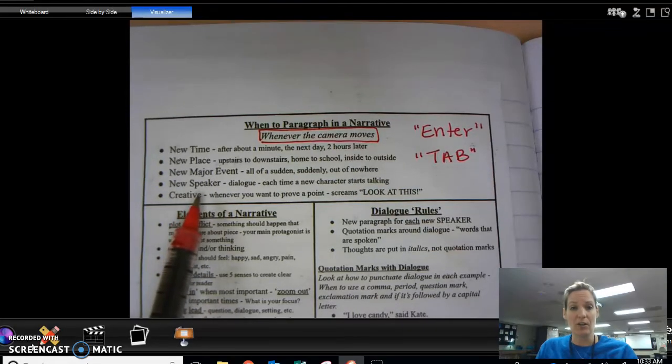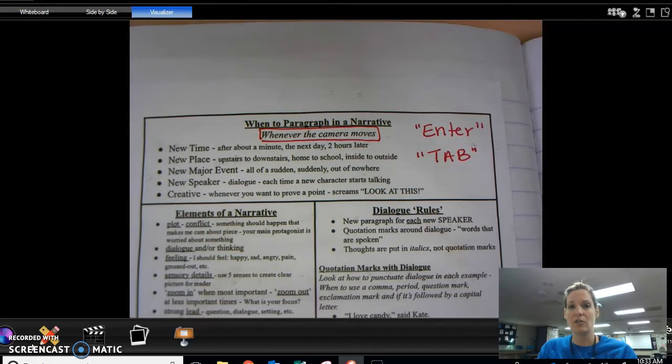And we also have the new speaker, which you did with the dialogue lessons. When a new character starts talking, even if it's just a single word, there should be a new paragraph. And what many of you will notice is that you have a lot of dialogue that you will end up adding to in order to revise your piece. The 5th way is actually one of my favorite ways. It's the creative paragraph. It's when a writer does it just to draw attention to something that he or she may feel is important, or look at this, or something keeps happening. That repetition over and over again is often a good place to do this. So these are the general rules on page 92.